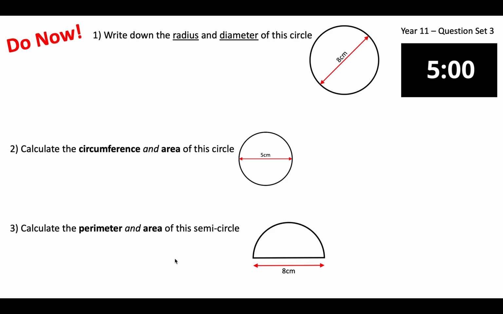Okay, I know what you're thinking. You're thinking, oh, please, let's do a do now. And here it is, do now set 3. And it's about circles and stuff.